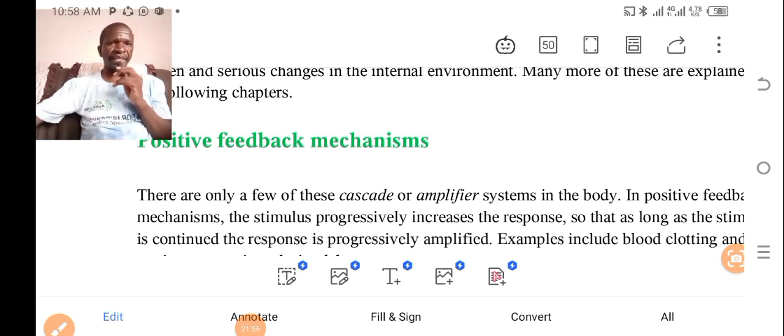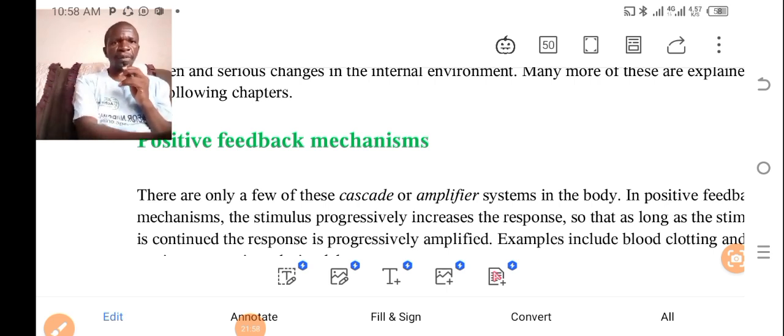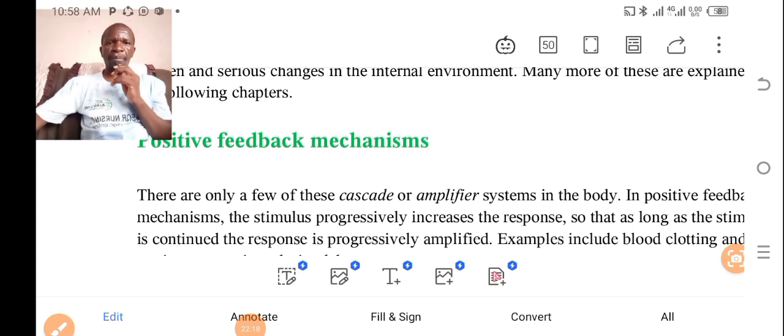That is negative feedback mechanism. Now when we are looking at the positive feedback mechanism, the situation is different. If the temperature, for example, is high, the positive feedback mechanism will continue increasing it. So it amplifies what is there. It amplifies the stimulus. It increases the stimulus. That's why it's called the positive feedback mechanism.